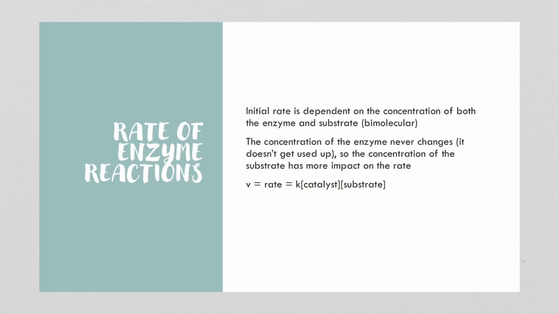So if we needed to calculate the rate of an enzyme reaction, the initial rate is dependent on both the concentration of the enzyme and the substrate, so it's bimolecular. But the concentration of the enzyme never changes, meaning that it never gets used up. So the concentration of the substrate is the thing that has more impact on the rate. So the rate is equal to k times the concentration of the catalyst times the concentration of the substrate.